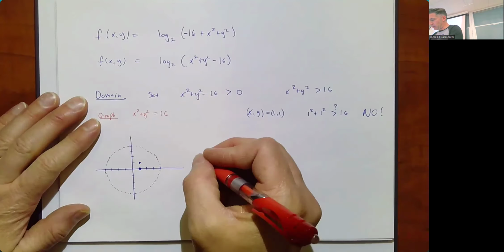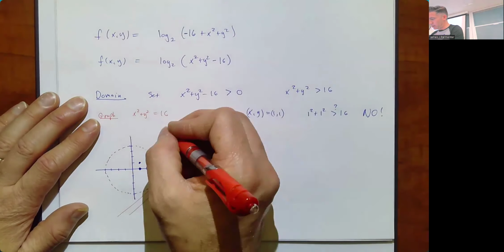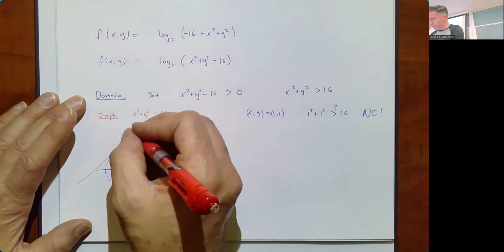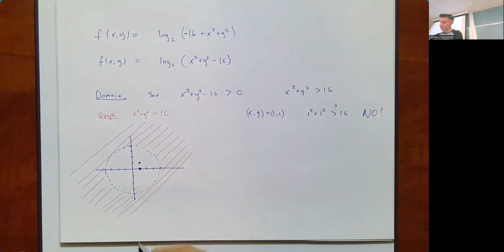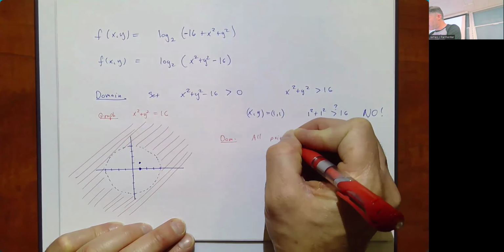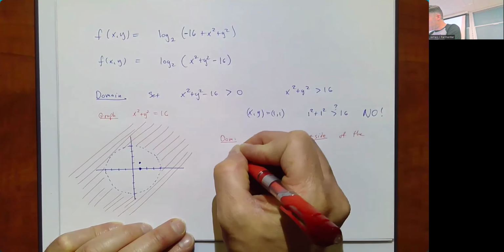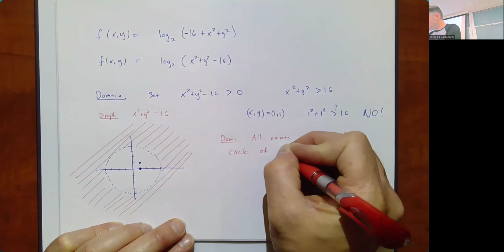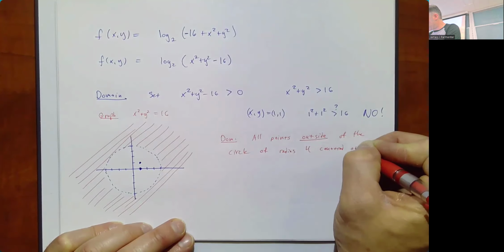So our domain is the entire xy plane except for the circle and the interior of the circle of radius 4. So all of that I'm shading in red here, that's my domain. Or in words, everything outside of the circle of radius 4. My domain here is all points outside of the circle of radius 4, centered at the origin. I guess we probably don't really need to say that, but it's good to say it.